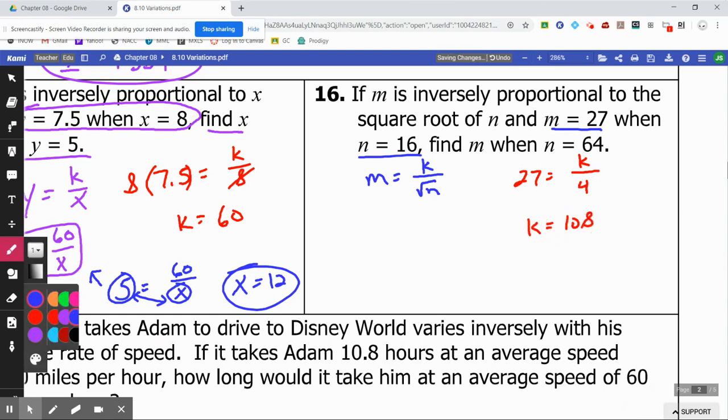So therefore, your formula is now m equals 108 divided by the square root of n. Then they're going to ask you a question about this scenario: find m when n is 64.